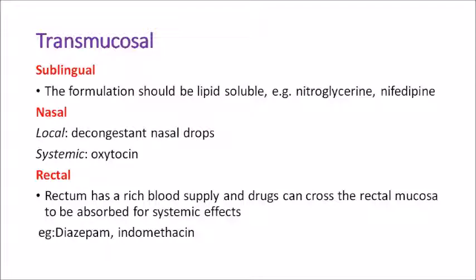Finally, rectal. The rectum has a rich blood supply and drugs can cross the rectal mucosa and it can be absorbed for systemic effects. Drugs like diazepam and NSAIDs like indomethacin are also given by rectal routes. So these are the 3 transmucosal routes: sublingual, nasal, and rectal.